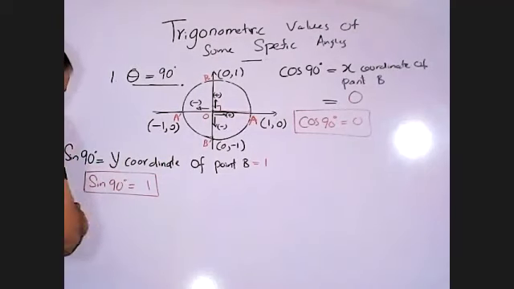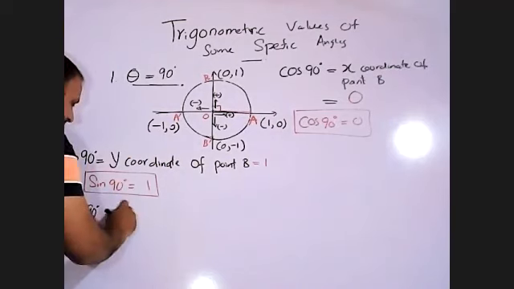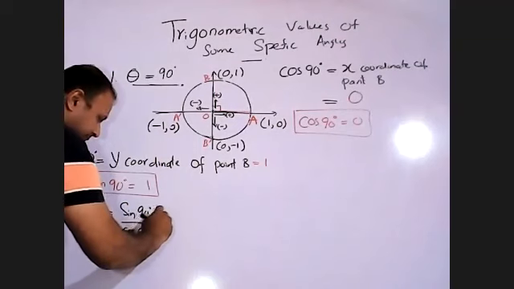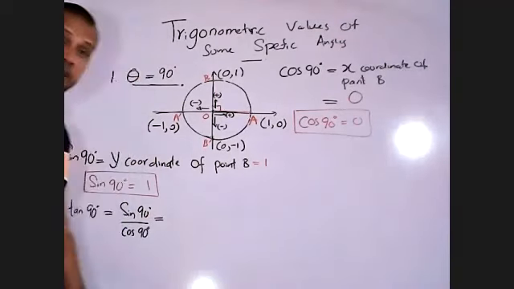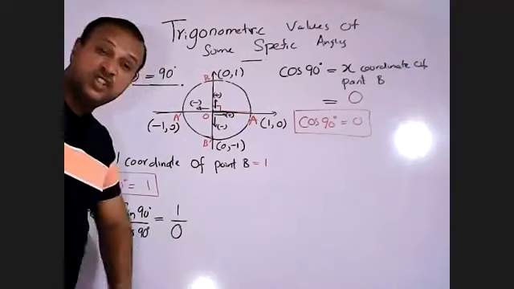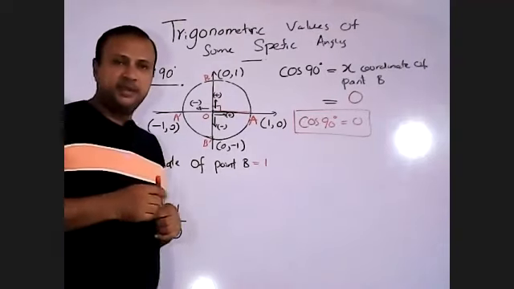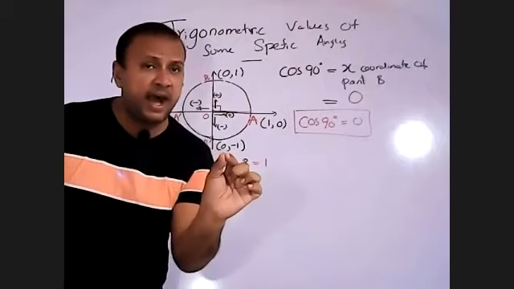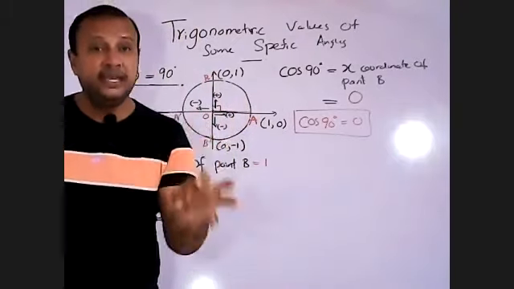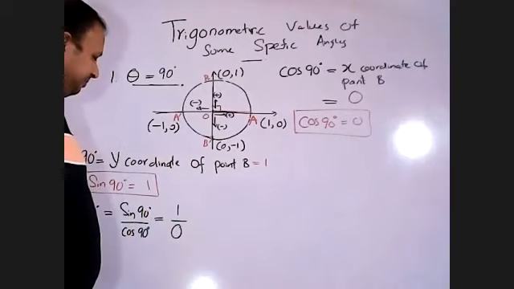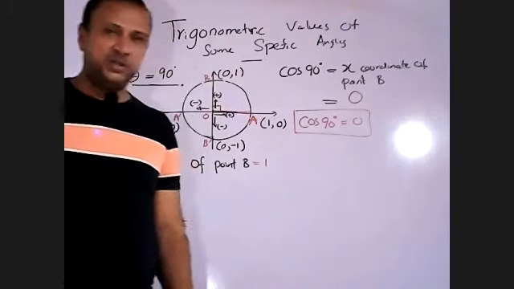Then tan. Tan 90 is equal to sin 90 over cos 90, which means 1 over 0, because sin 90 is equal to 1 and cos 90 is equal to 0. What does that mean? 1 over 0 means you have to divide 1 into 0 groups, no? So what is the value of 1 over 0?